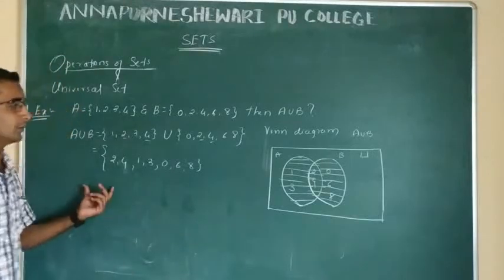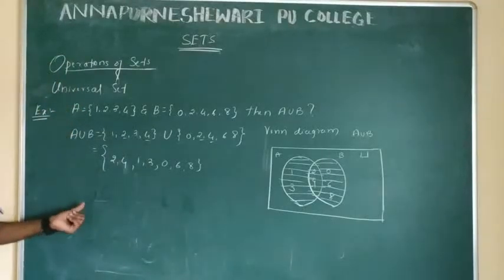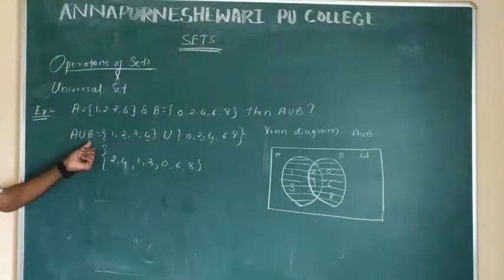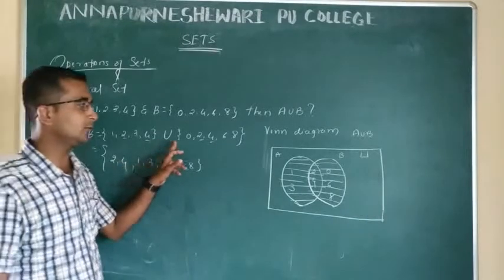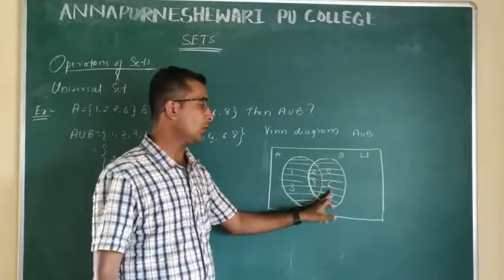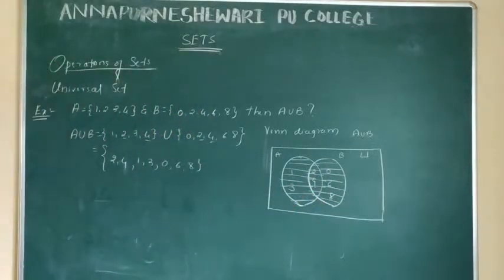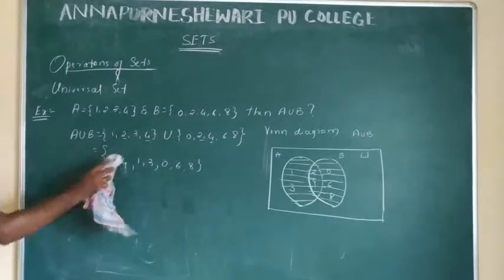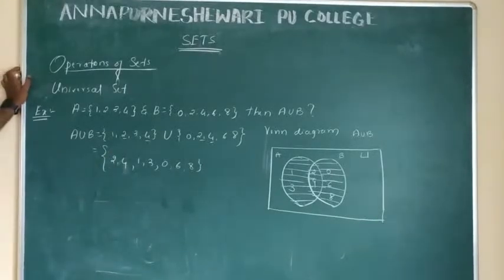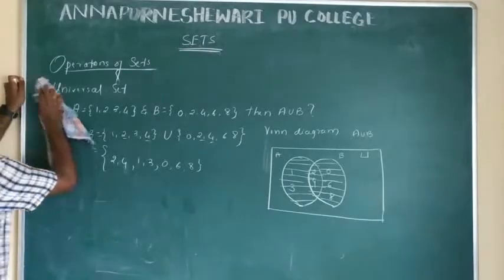So this is the Venn diagram for the union of the sets A and B. The union stands for the elements which are present in A or in B or in both, that is nothing but A union B. Okay. So this is what I left in the previous class to teach, the Venn diagram. So the next concept.